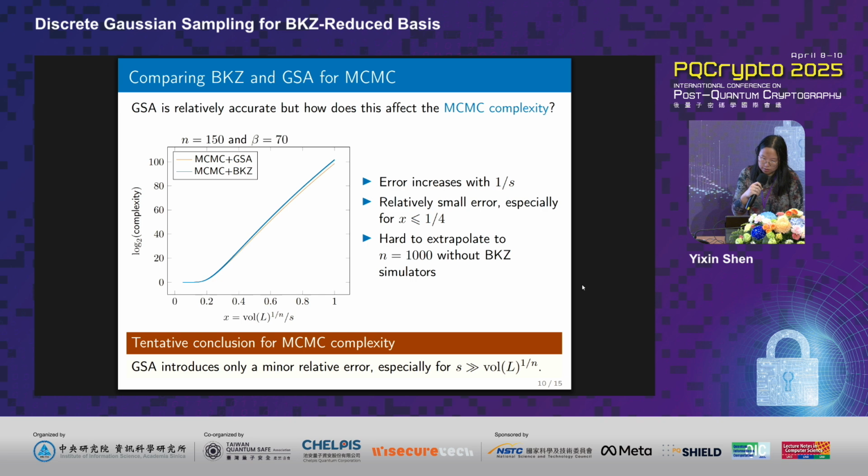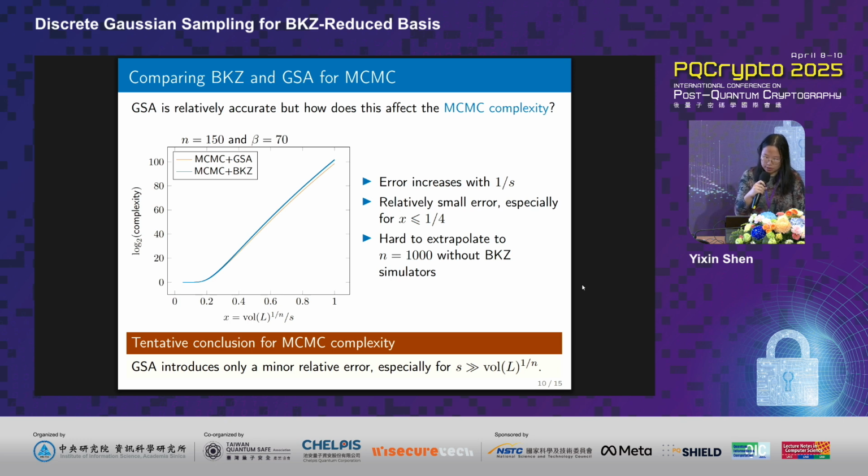So in the graph here, the x-axis is some factor x, which is the scaled volume of the lattice divided by s. As you can see, when x is large, so close to 1, there's some discrepancy. But when x is small, it's actually quite accurate. And what we will use for our application is actually in the regime where x is quite small. So it's actually quite good.